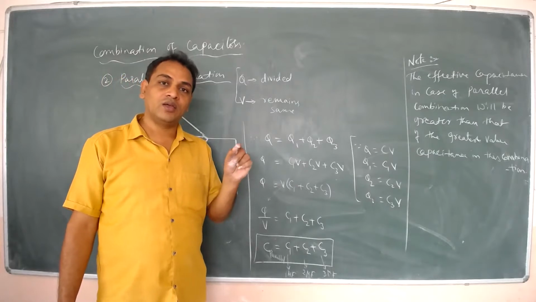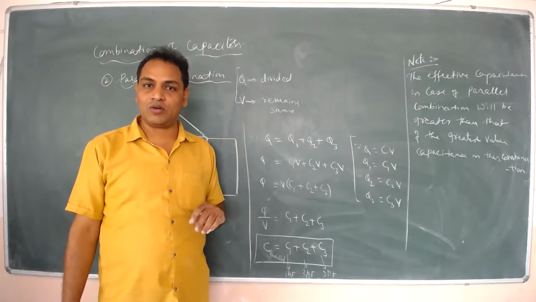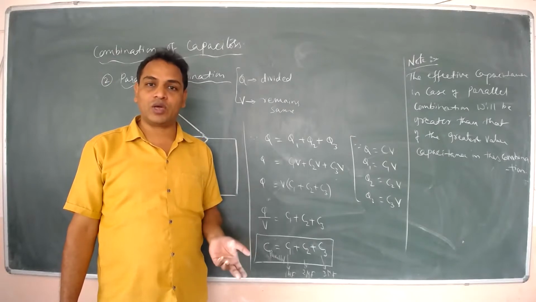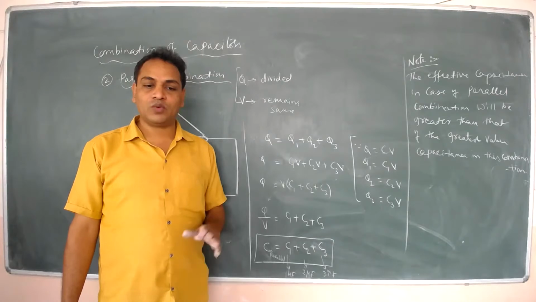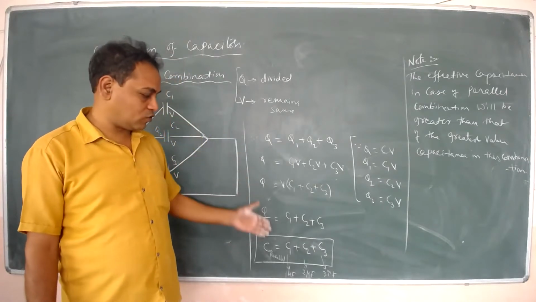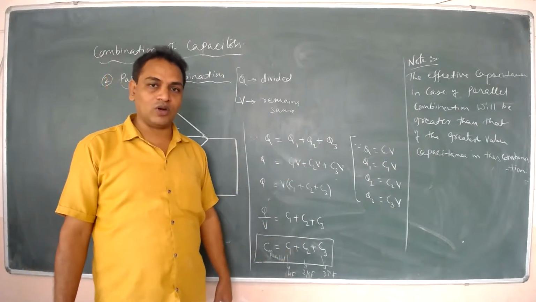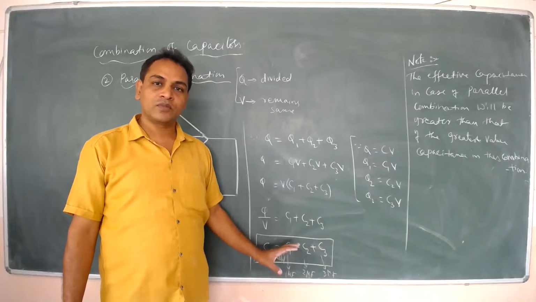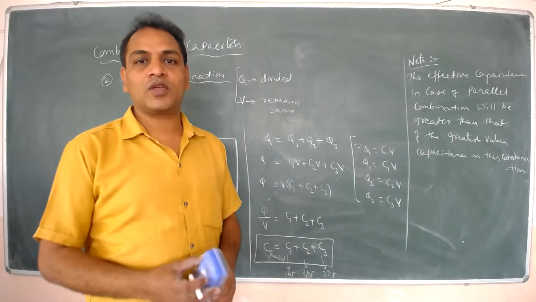Suppose in one circuit they give capacitors that are a mixture of both series as well as parallel. Then what is the effective capacitance in that case? We can learn that by using the series and parallel formulas only. We can calculate the effective capacitance between any two ends. This we will learn in the next class.